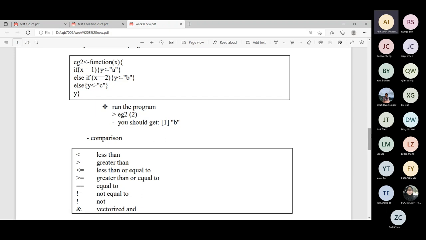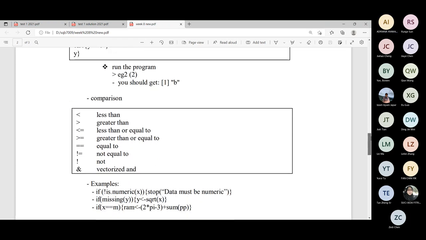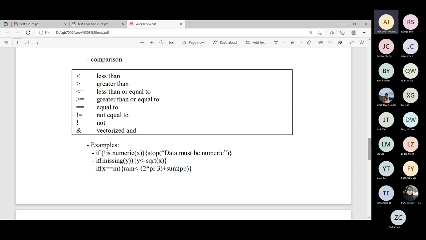And when you do this comparison, you must have what is called a logical result. Logical means it must be true or false. If something is true, you do it. If it's false, go to the next line. So when you do if else, it must be a logical expression. Usually you have 0, 1, I guess. So you must have the comparison part. It could be less than, greater than, equal, or not equal, and so on.